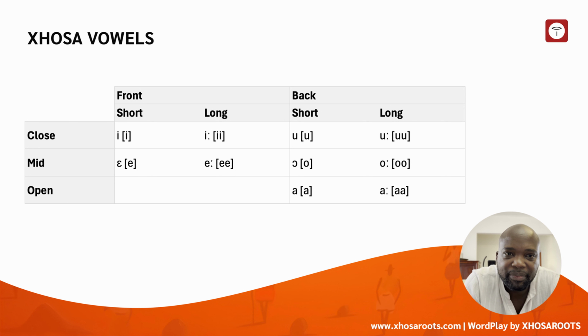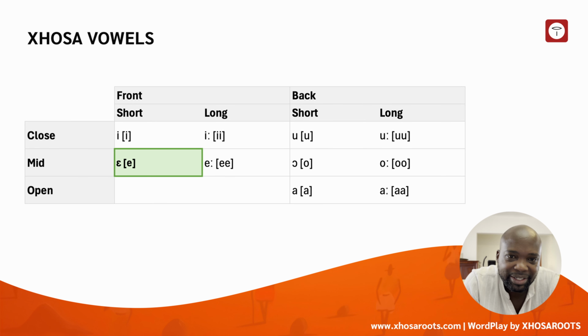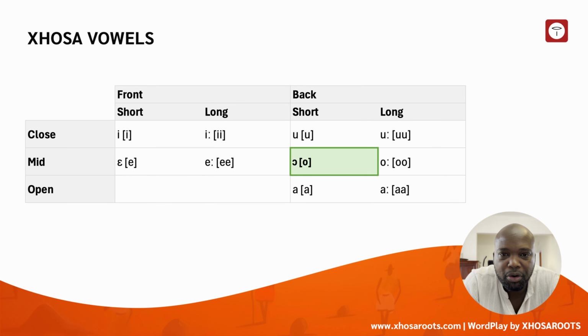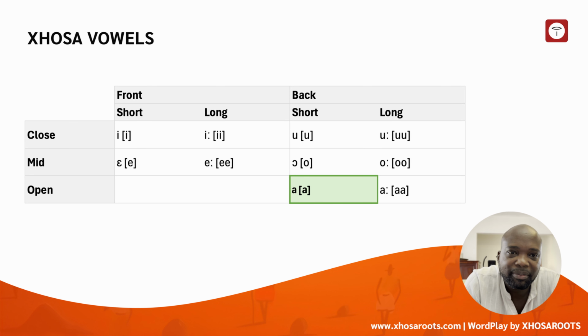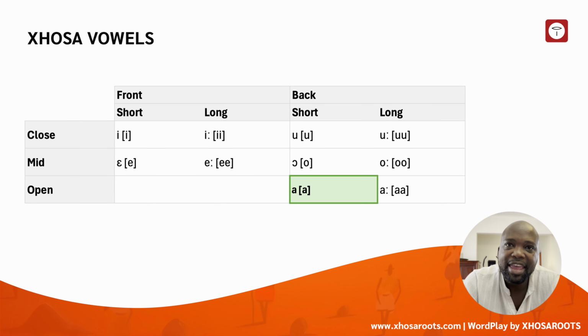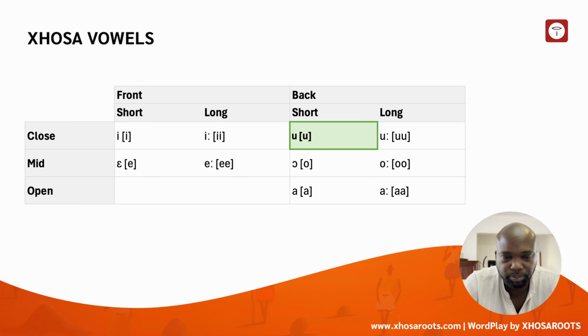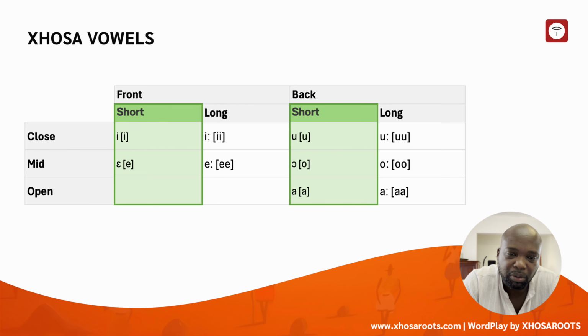We have I, U, E, O, and A. A more familiar sequence is the one that we learned in school many years ago. I'm not sure if it's still the same, but we used to recite these as A, E, I, O, and U. So these are the short vowels.